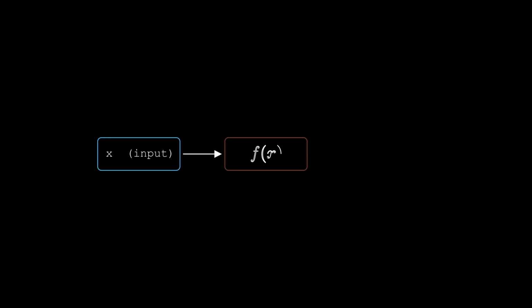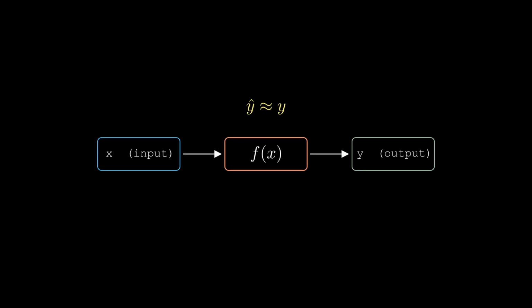So, what is a neural network actually doing? At its core, it's just a function. You give it an input x and it produces an output y. That's it. The job of the network is to learn that mapping, to find a function that takes your input and produces the right answer. We call the network's prediction y hat, and the entire goal of training is to make y hat as close as possible to the real y. Everything else, the neurons, the weights, the layers, is just machinery that makes that happen.